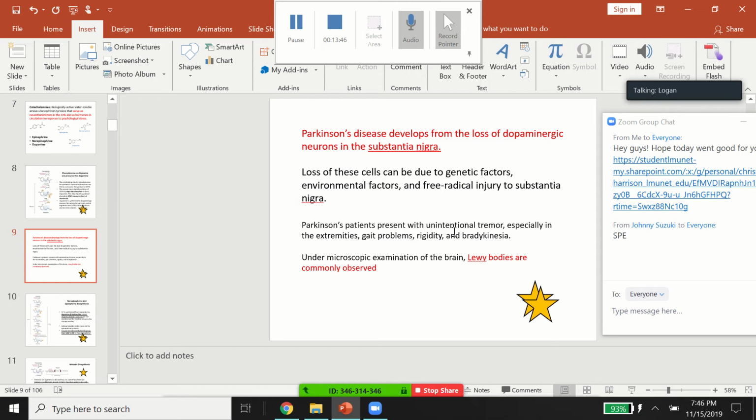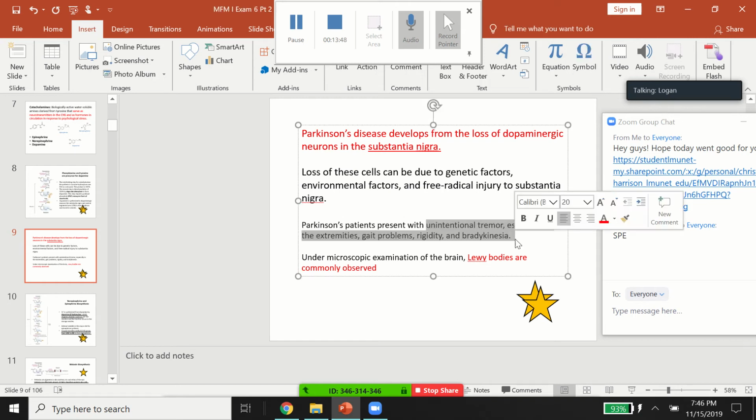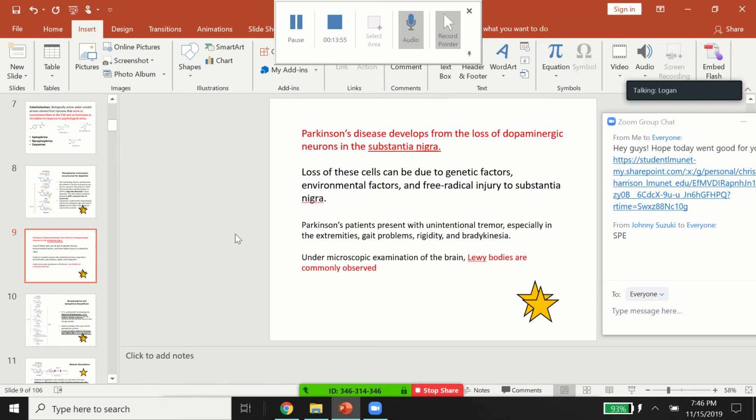May also be good to know kind of what Parkinson's disease looks like. So like how they have that tremor, especially in the extremities. Also, they have like gait issues, so ataxia. And then they also have just like generalized rigidity. So not only do they have like tremor, but it's just hard for them to kind of move. And then they also move very slowly, so bradykinesia.